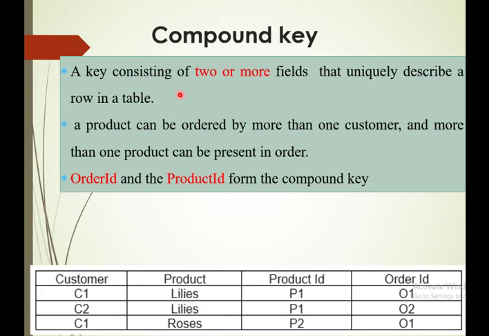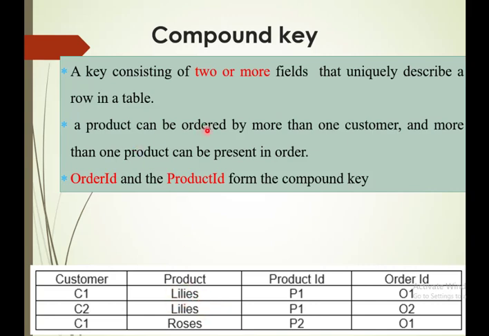Then we have the compound key, which begins from two or more fields that can uniquely describe or differentiate a row within a table. If we take an example of this relation, you can see that a particular product may be ordered by more than one customer, like lilies. So product cannot qualify. We equally know that one product can be ordered by more than one customer. So again, like C1 and C2, they ordered the same product.